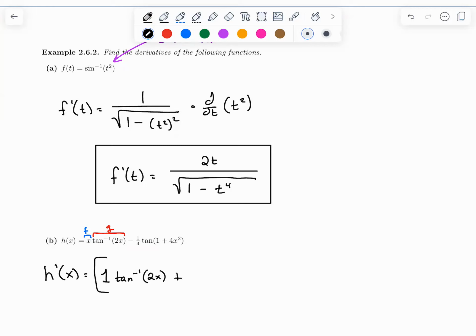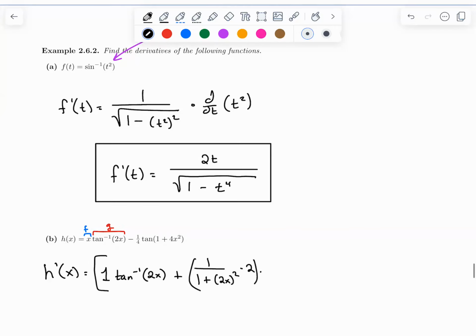The derivative of tangent inverse is 1 over 1 plus x squared. So it'll be 1 over 1 plus 2x squared, times 2, times x. Make sure you understand where that's coming from. I'll explain it again once you've written it down so we can fully grasp it.